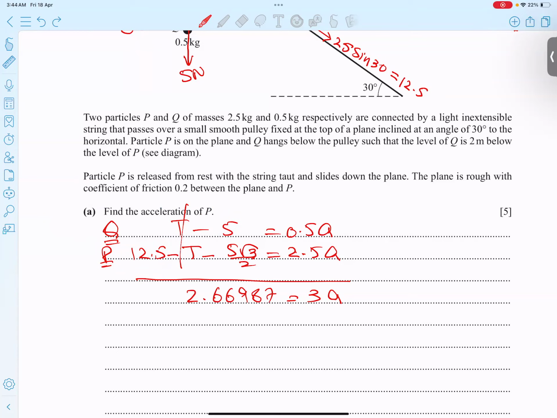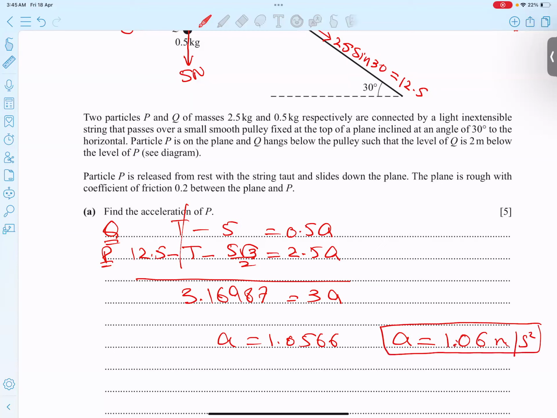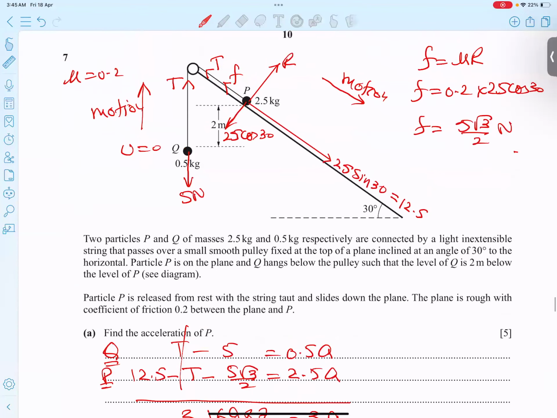So I get it now here, students. 3.16987, and divide by 3, and the acceleration value is coming 1.0566. Finally I can say 1.06 meters per second squared, and we got the acceleration. So this part is very clear, I hope.